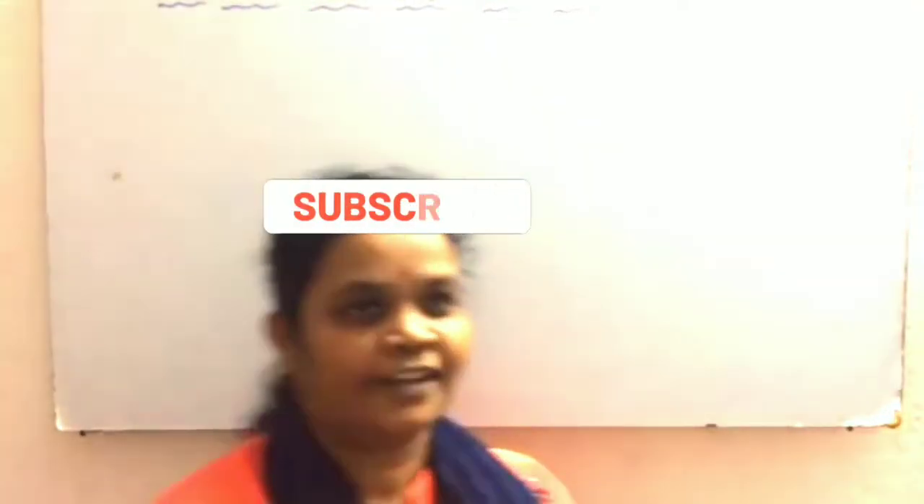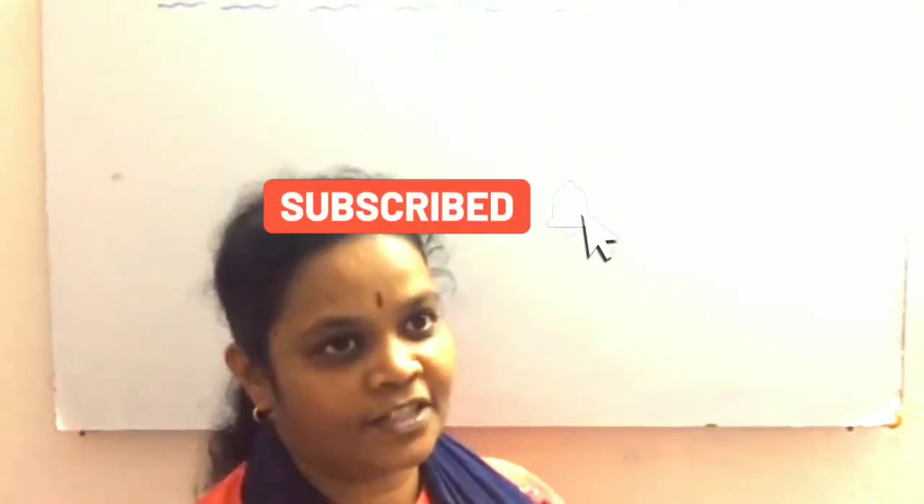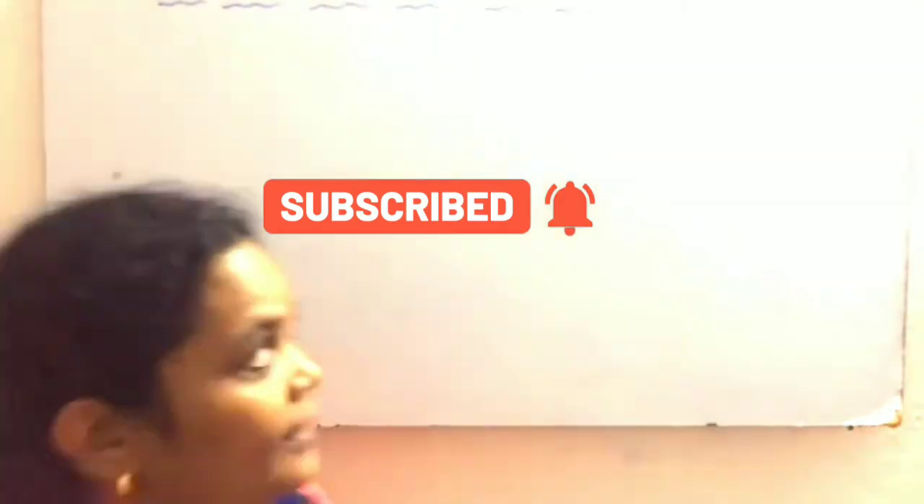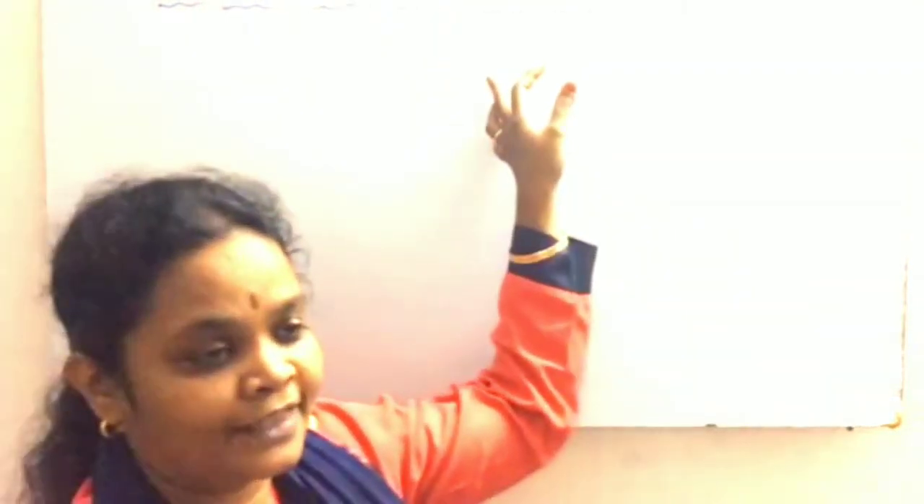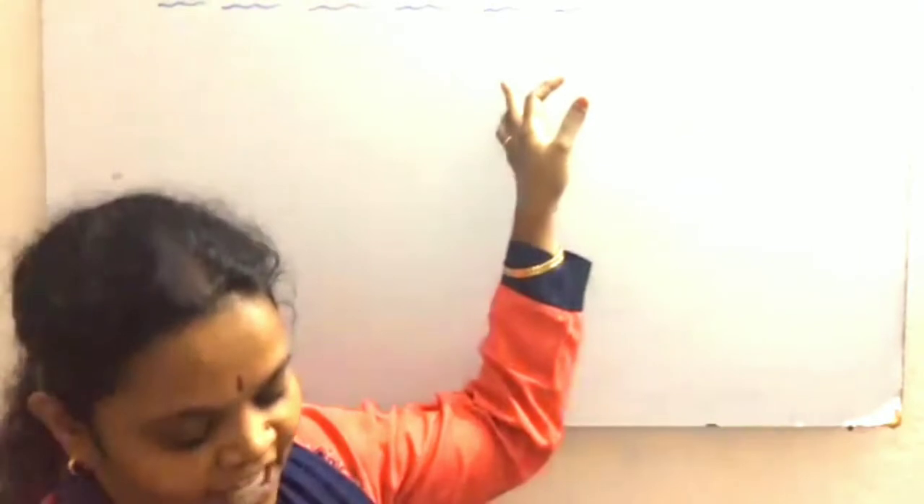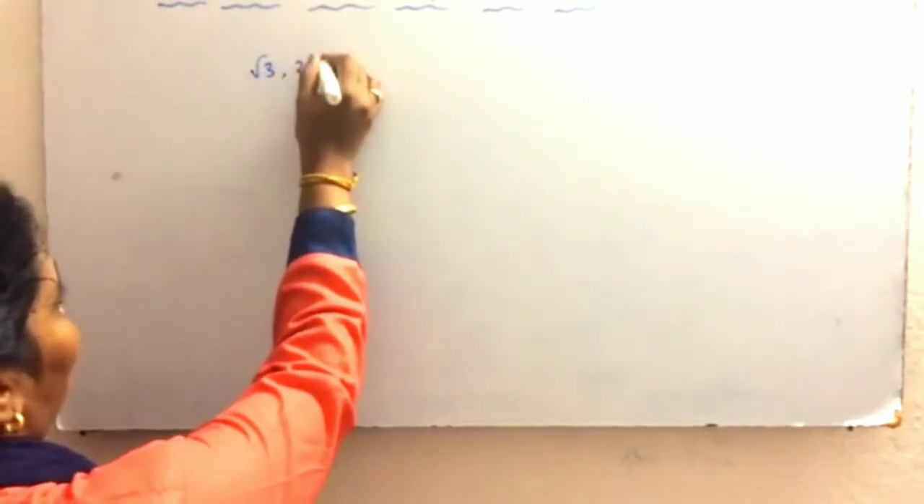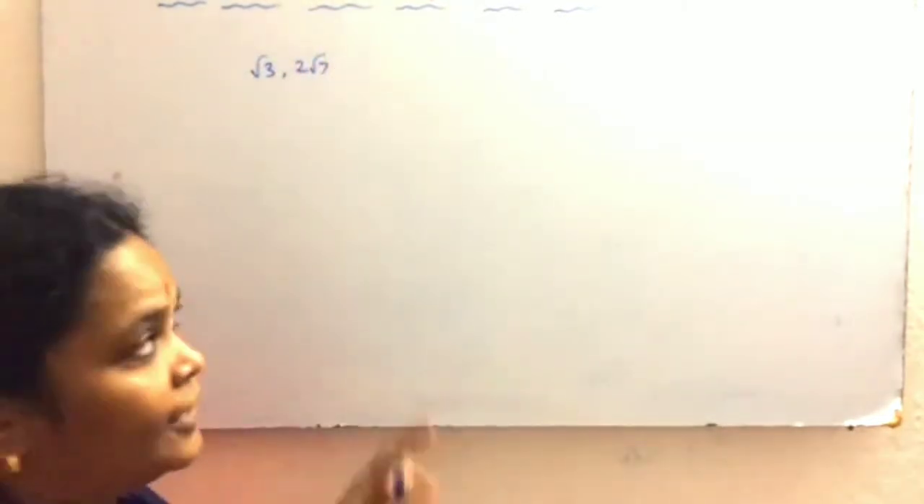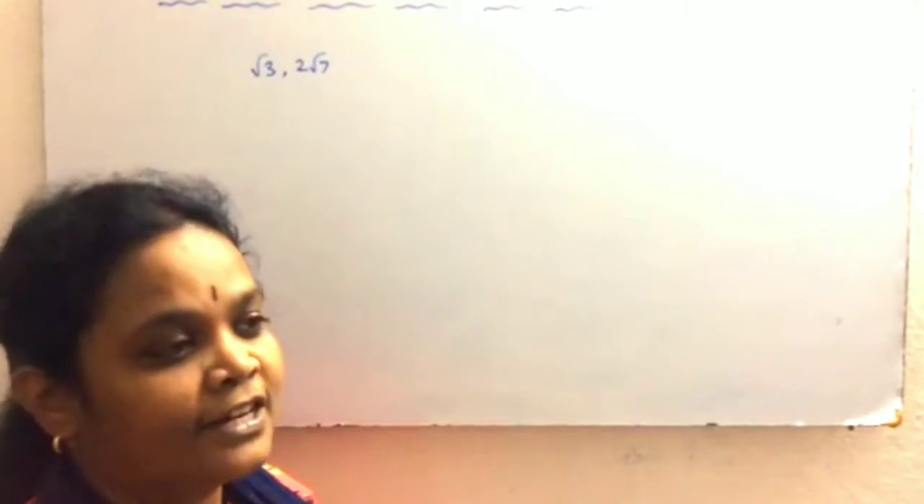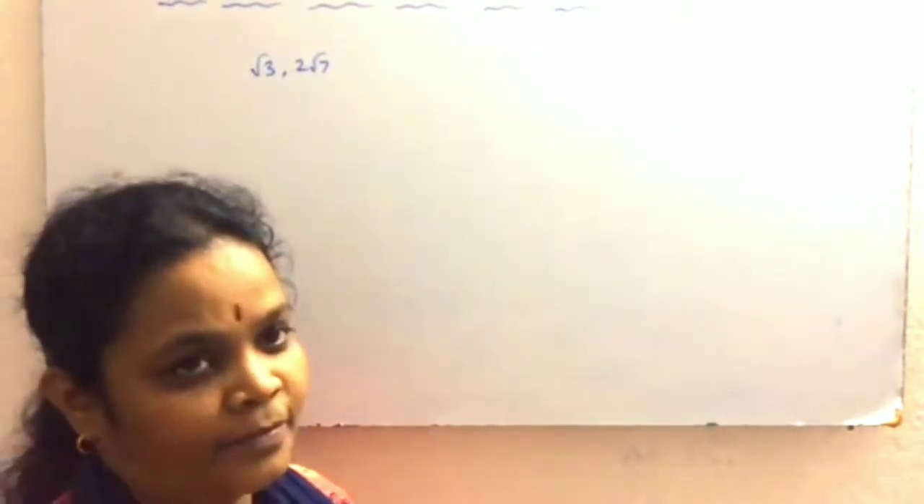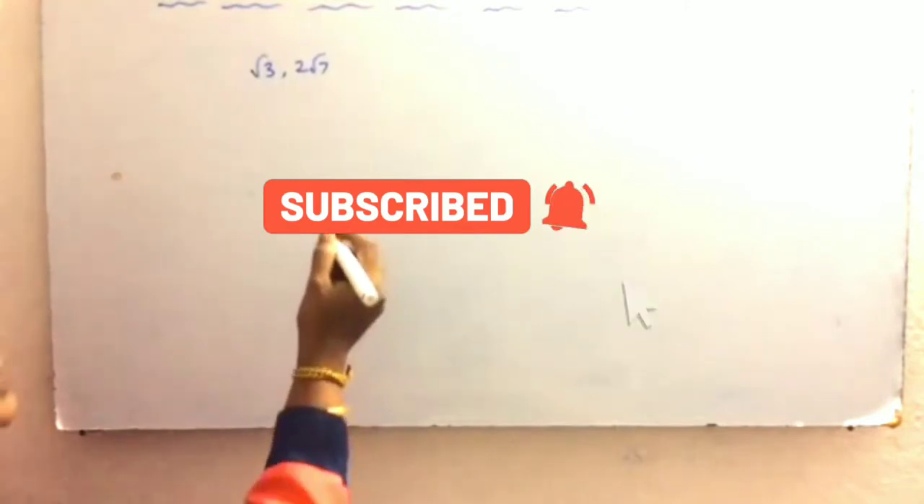Hello students, from the previous session we discussed the pair of linear equations in two variables with the graphical method. But in the graphical method, if the values are like root 3, 2 root 7 and so on, they are not represented in the graph. So that's why we have some other methods to solve linear equations in two variables.